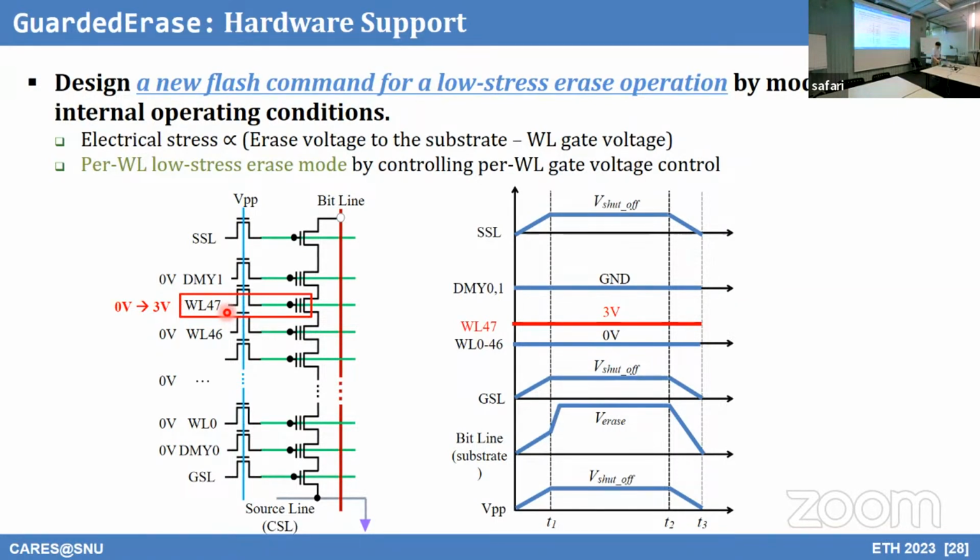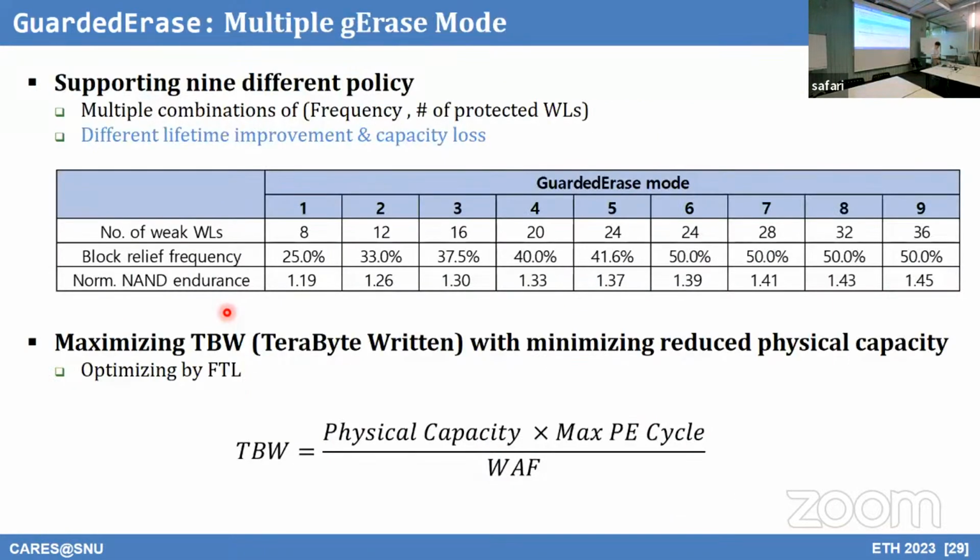Okay. So with this as the main mechanism to control weak word lines, we actually created something called guarded erase mode, 9 guarded erase modes. This is a little detailed, but let me give you some high-level insight here. There are 9 different erase modes. The reason we created different guarded erase modes is that with each mode you can select how many weak word lines you are going to use. So in guarded erase mode 1, we only apply the low stress mode to 8 weak word lines.